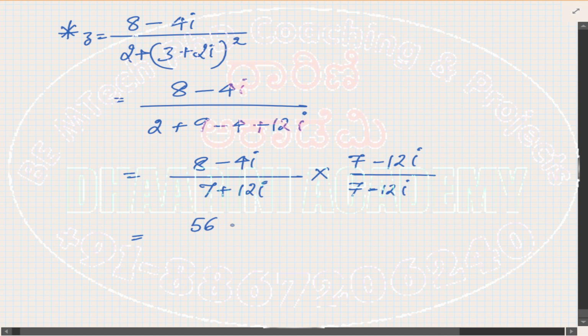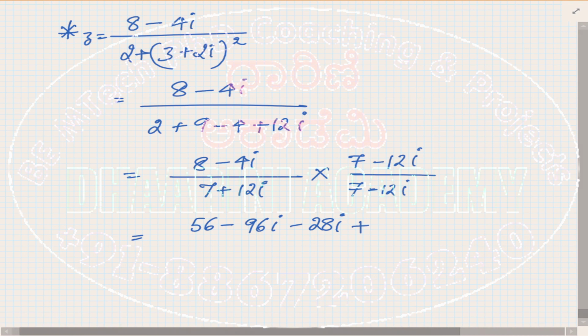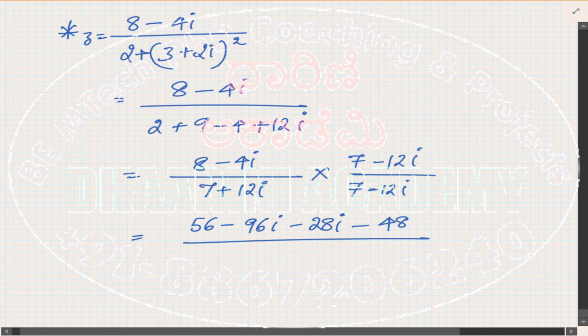So numerator: 56, 8 into 12 is minus 96i, minus 28i, plus 48 i square, which is once again minus, so this is minus 48, whole divided by a square minus b square, 49 minus i square is plus 144.